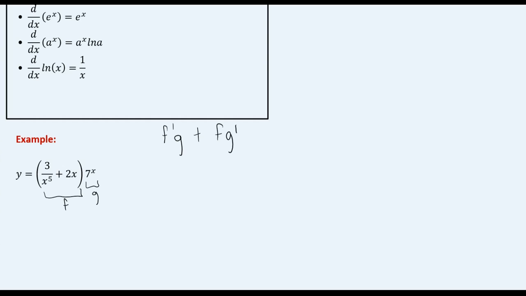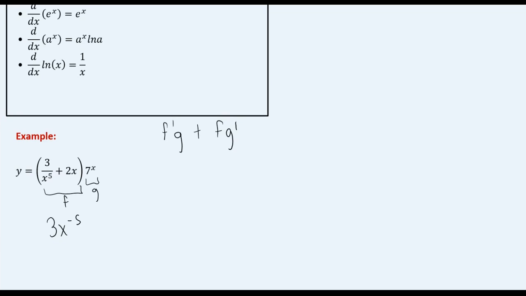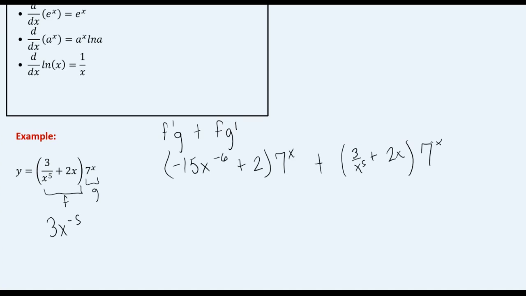So the derivative of the first piece, well, we got to rewrite it as 3x to the negative 5. So the derivative of that would be negative 15 x to the negative 6 plus 2 times g, so 7 raised to x, plus f times the derivative of g. In this case, that would be 7 raised to the x ln of 7. And then because this was y, you'd say dy over dx equals.